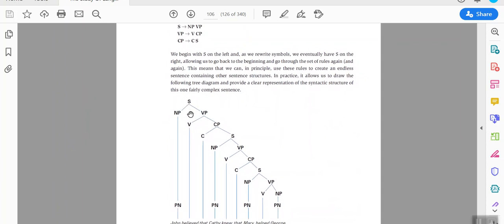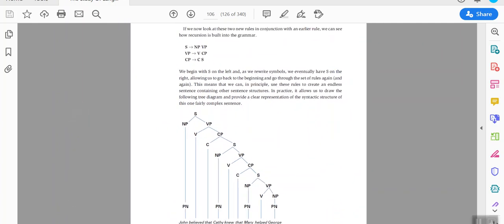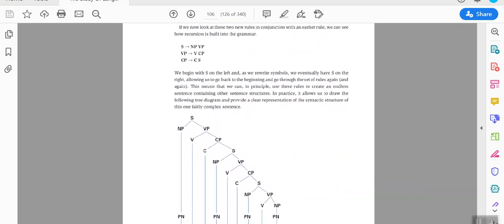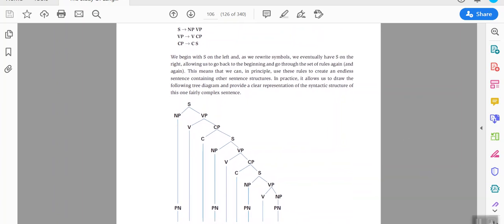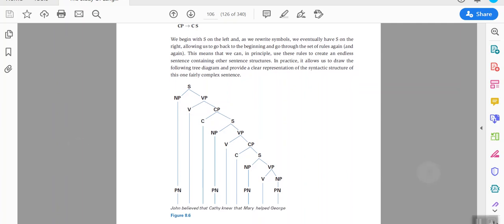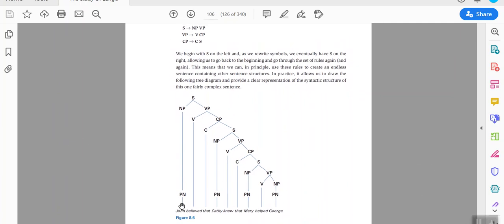So, here we have what? We have John. You can read it: John believed that Cathy knew that Mary helped George. How to make it? Here we have sentence, noun phrase, verb phrase. You see? Noun phrase, verb phrase. No problem. What is in the verb phrase? We have John, and the noun phrase, which is a proper noun, is John.